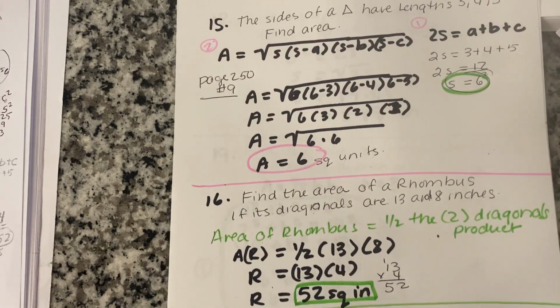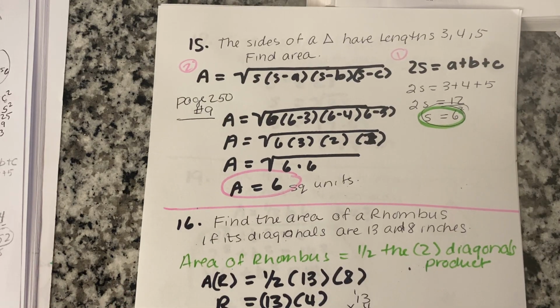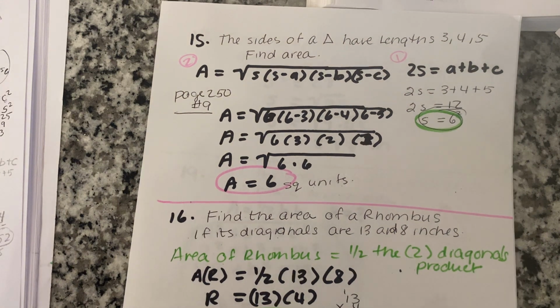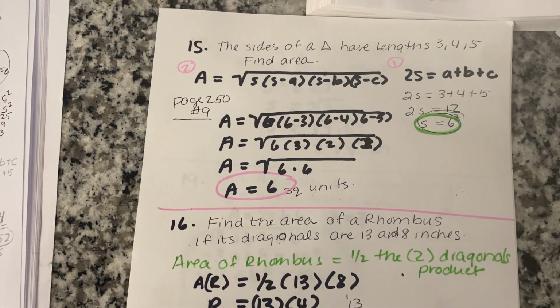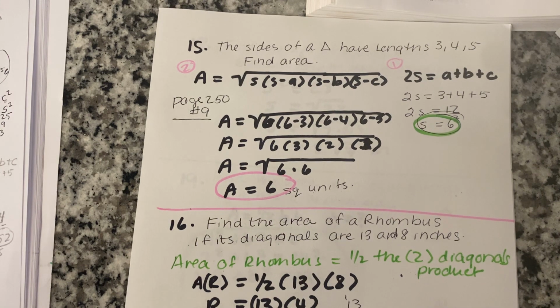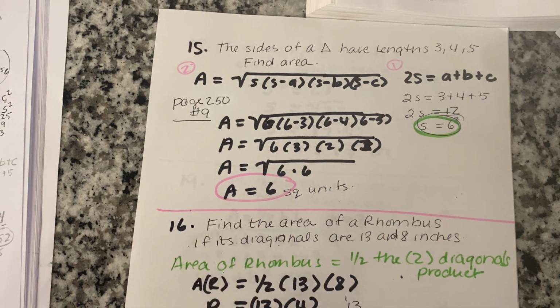Okay, number 15. Here's Hero's formula. It says, find the area of a triangle having sides of length 3, 4, 5. This is going to be an easy one to plug in. They gave you an easy one. We're not going to have a whole bunch of radicals to deal with. So remember the two steps on page 250, number 9, that Hero's formula, if you want to look it up.